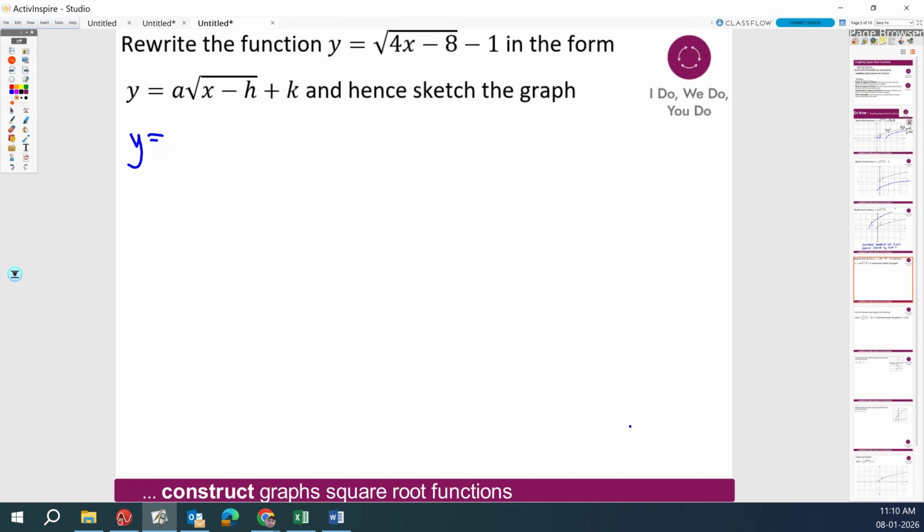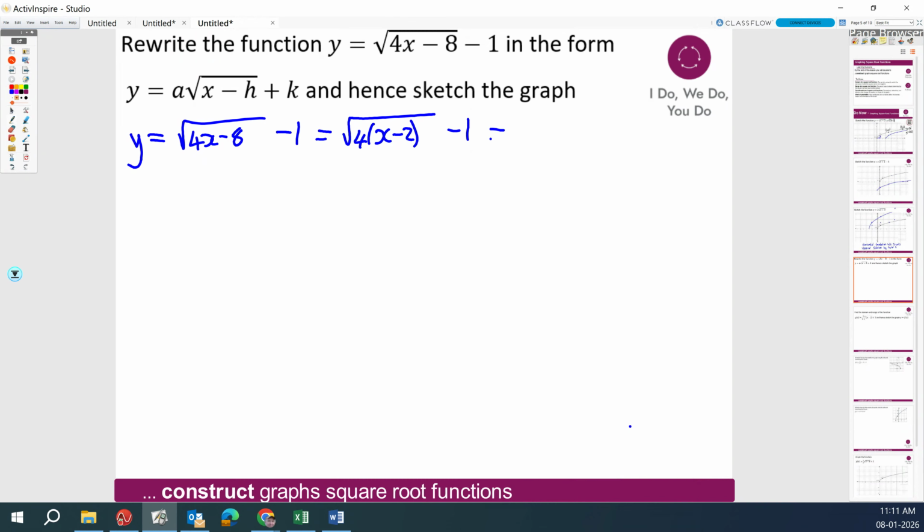So we've got the function y equals root of 4x minus 8, minus 1. This can be rewritten as root 4 bracket x minus 2. And it's at this point we can see that we have a horizontal translation right by 2 units. And this one gives us a horizontal dilation by 1 over 4. This is a horizontal compression.